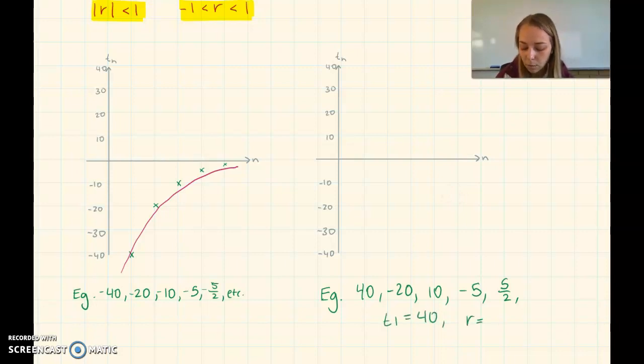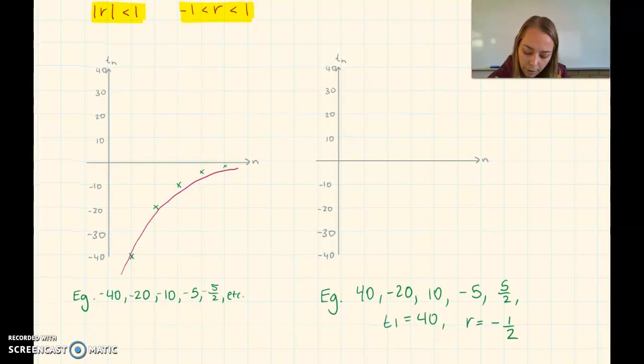Okay, there's another one here showing T1 is 40 and we have R equals, okay, what's happening here? You can see that it starts at 40 and then it goes to -20, then 10, then -5. So firstly, we know that R has to be negative. The way I can tell that is because it's jumping. Each alternate term is jumping between a negative, a positive, a negative, a positive. So it's a negative R firstly, and then we have to figure out, well, what are we actually multiplying by? It looks like we're dividing by 2, which means we are multiplying by a half. So r is negative a half there.